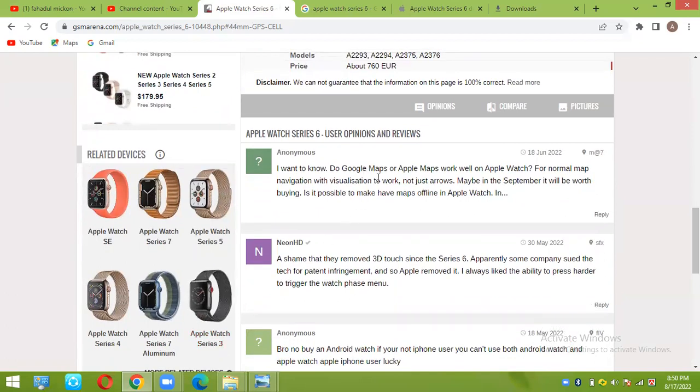I want to know, do Google Maps or Watch Maps work well on the Apple Watch for normal map navigation or visualizations, not just arrows? Maybe in September it will be worth buying. Is it possible to have maps offline on the Apple Watch? It's a shame about the 3D touch, since the Series 6 apparently some companies sold the stitch for the patient's integuments. Okay, some comments.